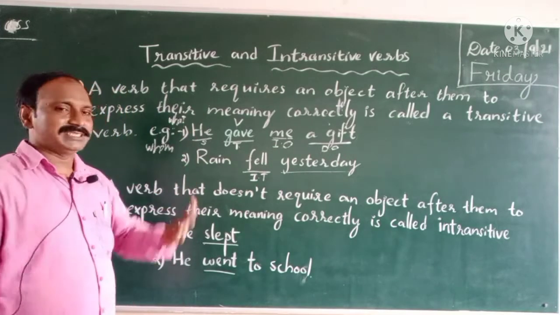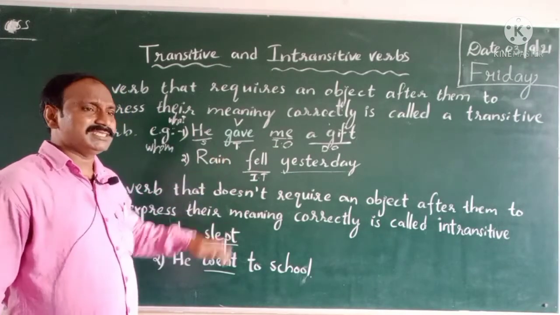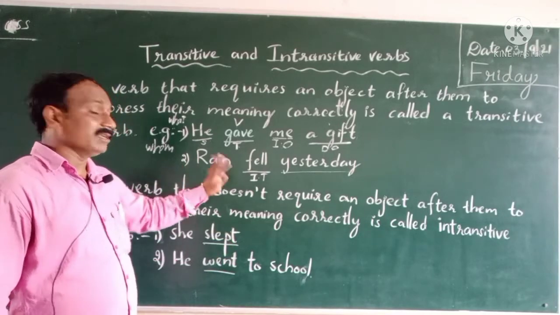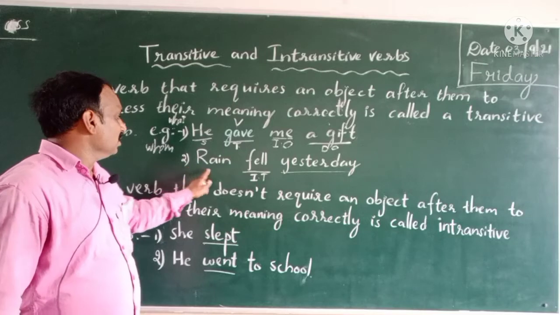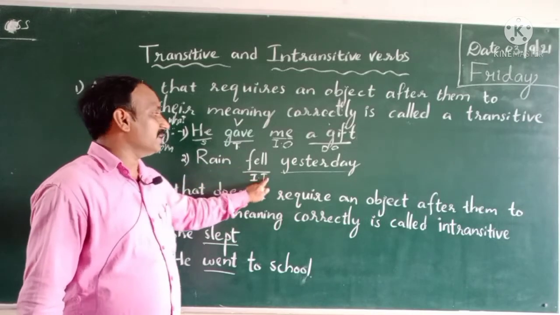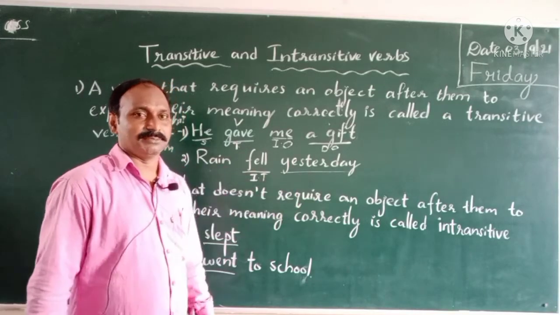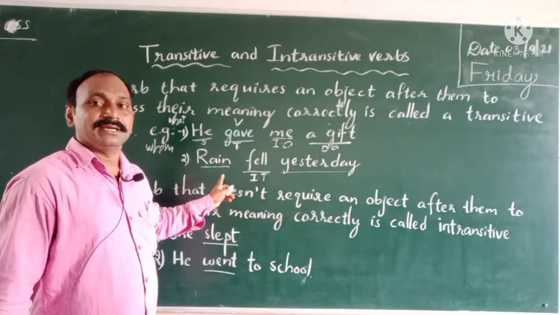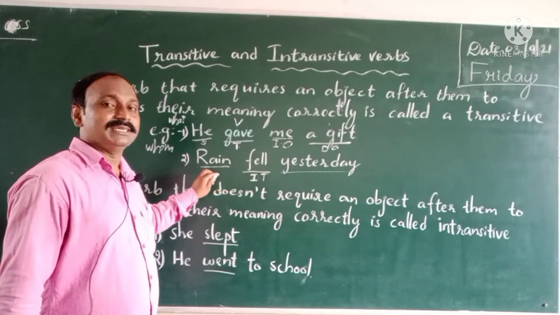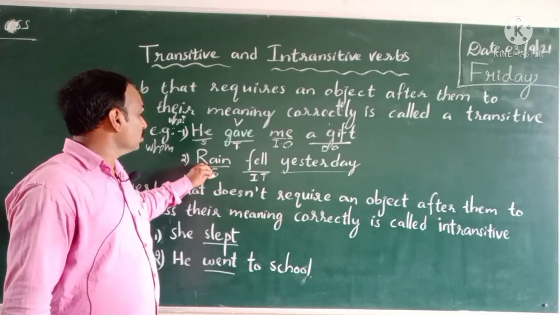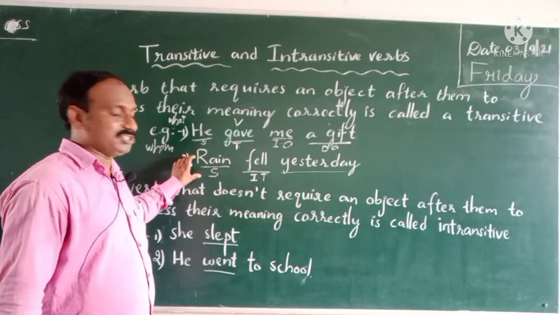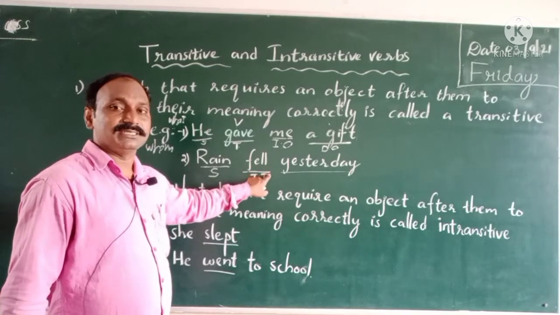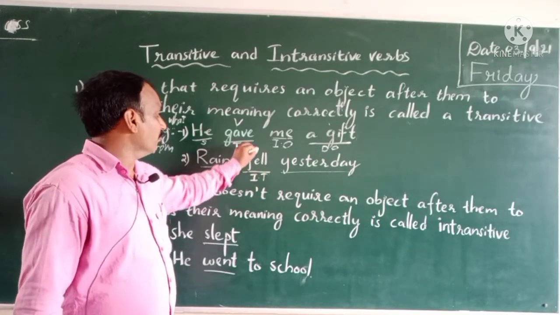Now here let us see. Whether all sentences are having an object or not, we will see one more example and find out whether there is an object or not in the given sentence. Second example, rain fell yesterday. In this example, rain is the subject, so the beginning of the sentence is the subject. Subject is the doer of the action. It is doing some action, and fell is the action word. So this is the verb. Action word is a verb.